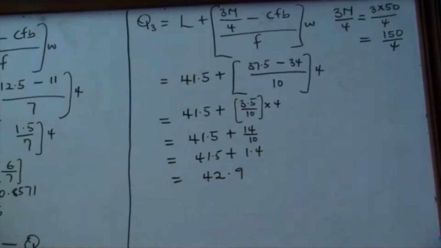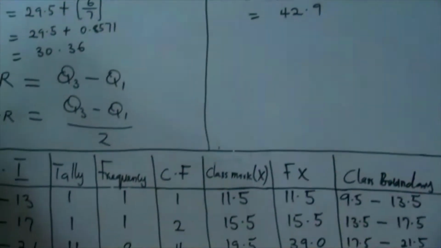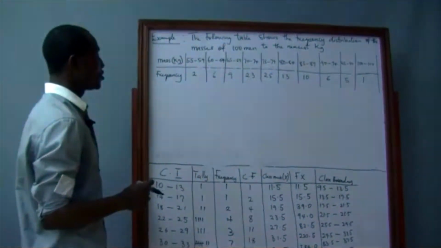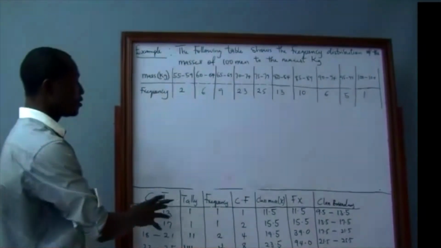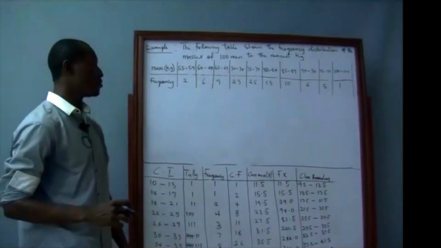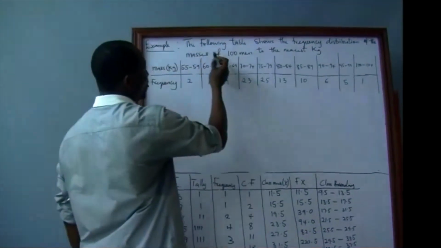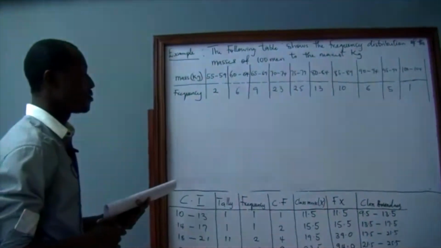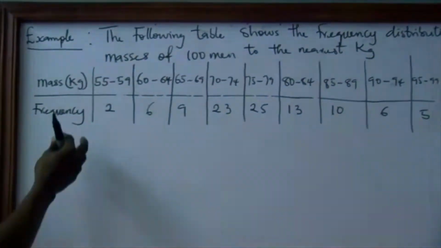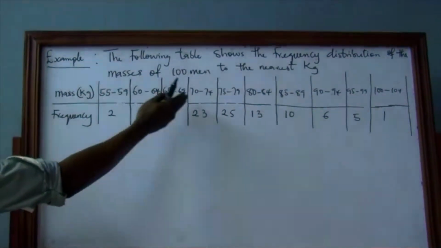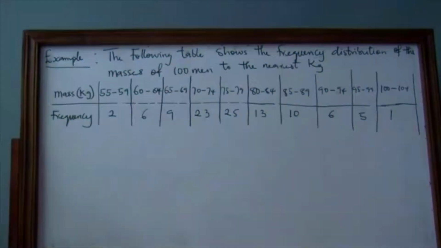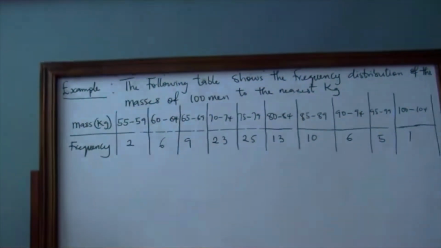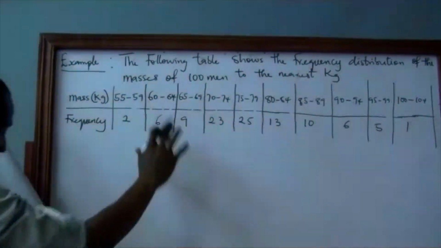Remember that this is the class, so trace it to the column. I want us to consider this example on the board, just to explain further on how to present our frequency table. The question says the following table shows the frequency distribution of the masses of 100 men to the nearest kilogram. So if the question is already presented like this, they have already arranged it in the table for us. So our own is just to turn this the other way around. You know, this is going horizontally. So we just turn it vertically like this.